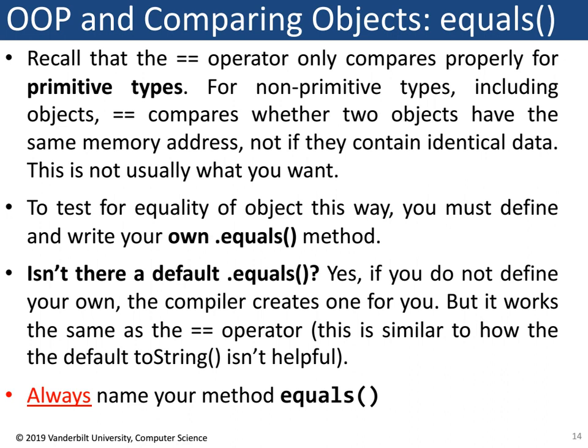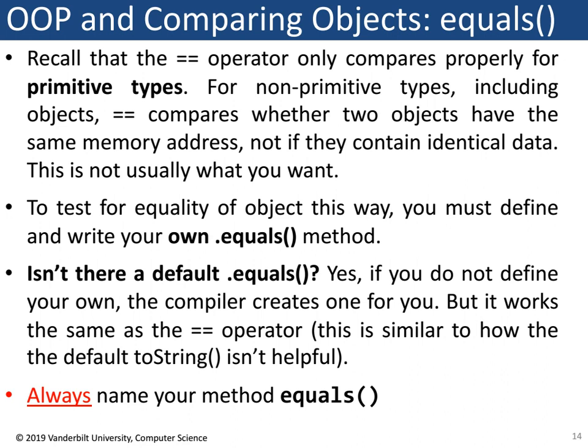You might be thinking, isn't there a default dot equals operator? Yes, you don't have to define your own. The compiler is going to create one for you, just like it created a constructor for you, just like it created a toString for you. But if you remember, the default toString and the default constructor weren't that helpful. We had to override those methods to be able to give the functionality that we wanted. The same thing is true here of the dot equals method. We need to override it to give the functionality we want.